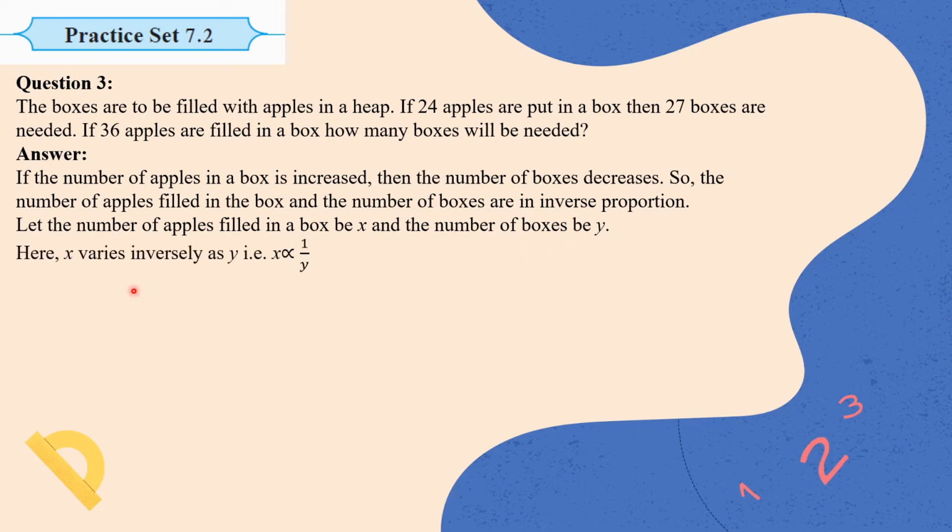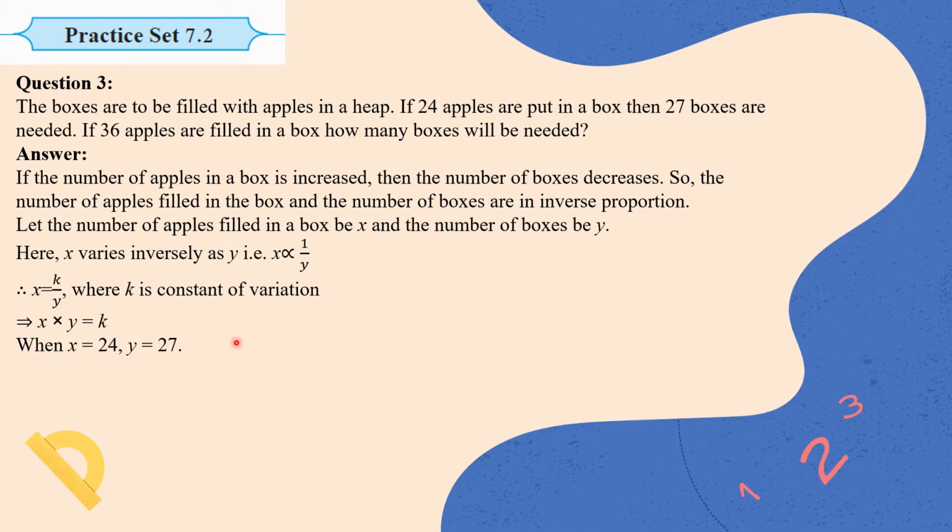Now since they are in inverse variation, X varies inversely as Y, that is X is inversely proportional to 1 upon Y. And in the form of an equation, this will be X is equal to K upon Y, where K is the constant of variation. We'll take Y on the other side and you'll have X into Y is equal to K. Now in the question it is said, if 24 apples are put in the box, then we require 27 such boxes. So when X is equal to 24, Y is equal to 27.